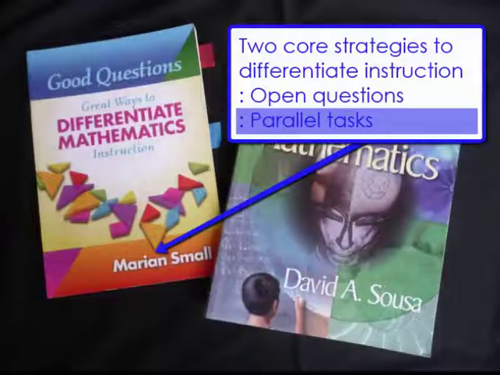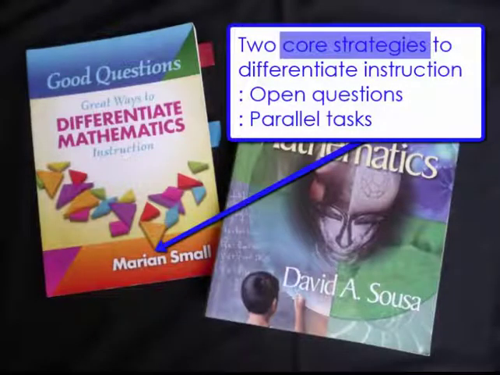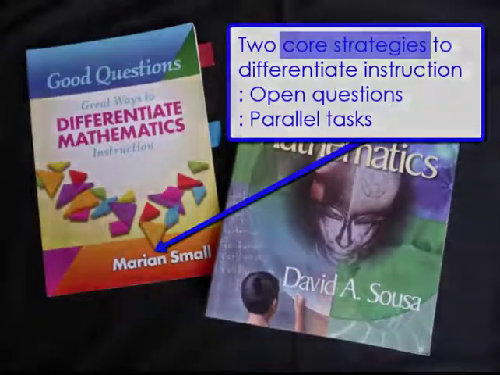In other words, this is a lovely example of what Marian Small refers to as a parallel task, a set of tasks, usually 2 or 3, that are designed to meet the needs of students at different developmental levels, but are close enough in content that they can be discussed simultaneously. This, of course, is a core strategy used to differentiate instruction.